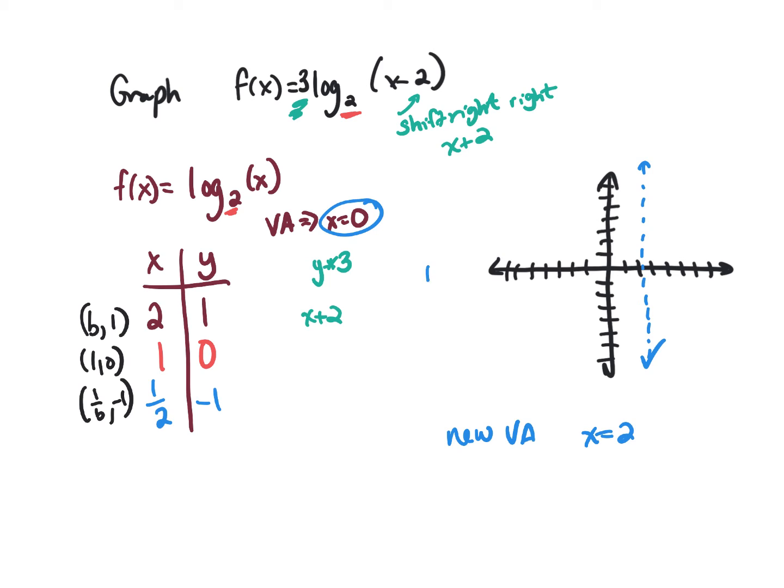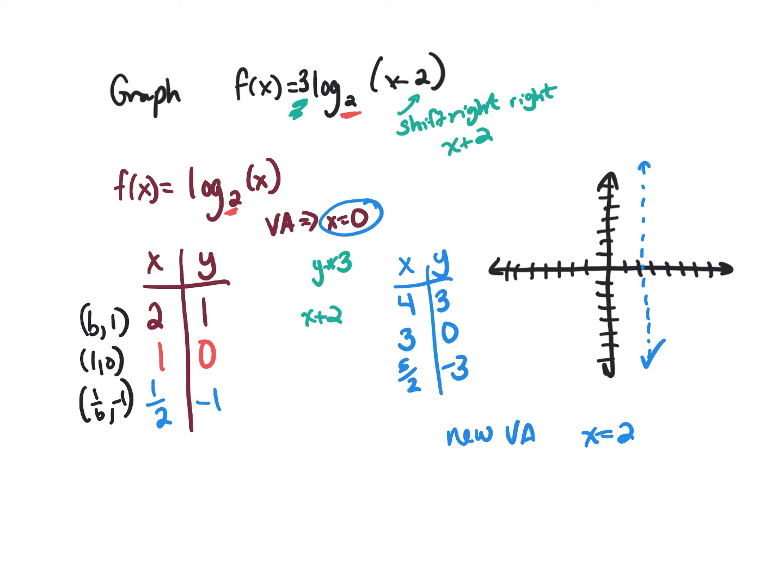And then I just do the things to the points in my table. So I'll multiply all the y's by 3. So 3, 0, negative 3. And I'll add 2 to them all. So 4, 3, and if I add 2 to that, I get 2.5 or 5 halves, whatever you want to think of it as.